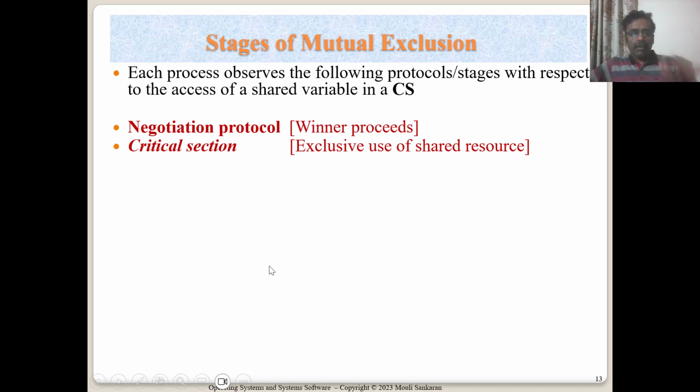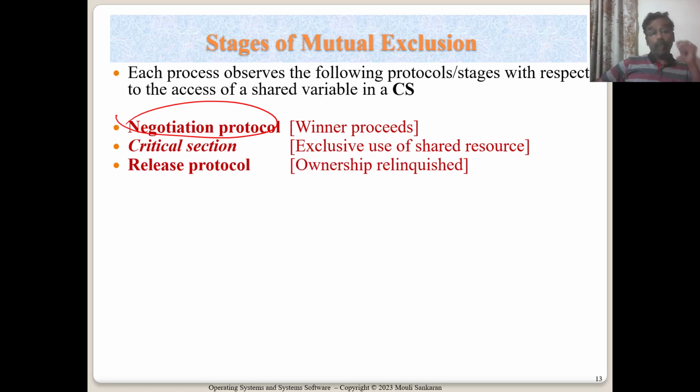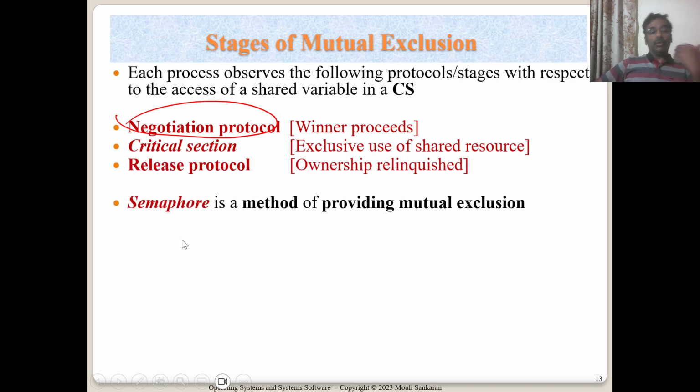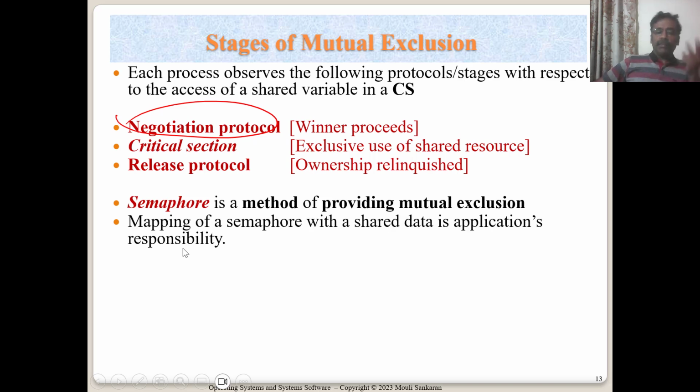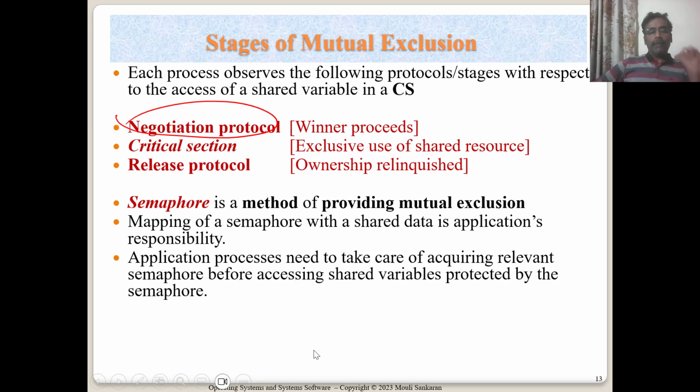Before you come into the critical section, some negotiation happens. It's not a very complex protocol as such, but it is a mechanism where you have to call a particular system API before you get into a critical section, and then you have to remember that you release it also. That means you have to put in code to release it. Semaphore is a method of providing mutual exclusion, which we are going to talk about. Mapping of a semaphore to shared data is the application's responsibility. Application processes need to take care of acquiring the relevant semaphore before accessing the shared variable, because only the application knows which semaphore is to be acquired to access particular data.